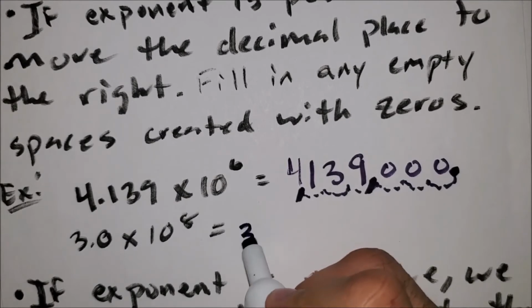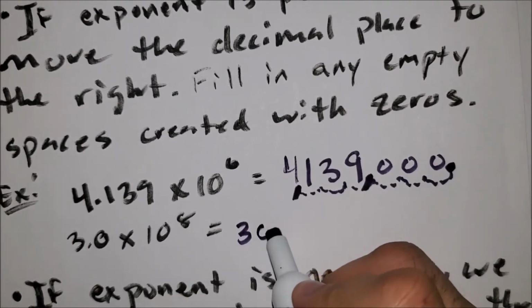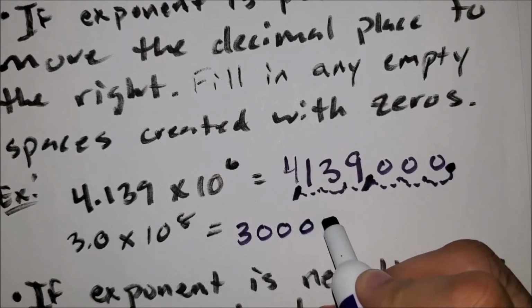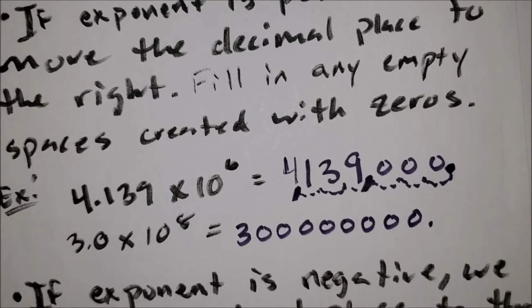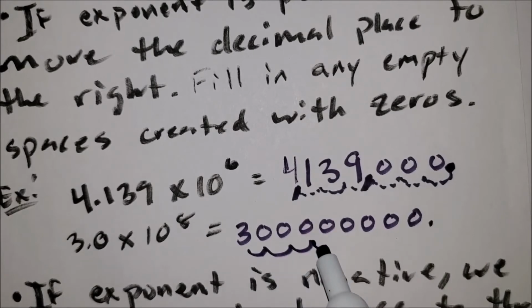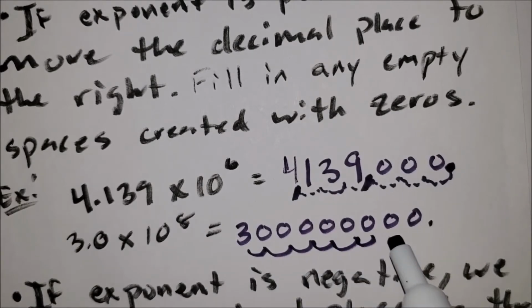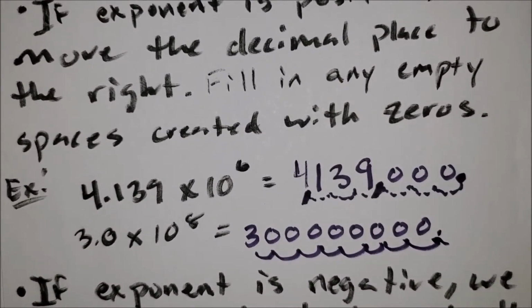Here we have 3 times 10 to the 8th. We're going to start off with 3, and then we're going to move this decimal 8 times. 1, 2, 3, 4, 5, 6, 7, 8. And we end up with our decimal point there. Note that we did move this to the right. 1, 2, 3, 4, 5, 6, 7, 8. That's our last point that we moved it.